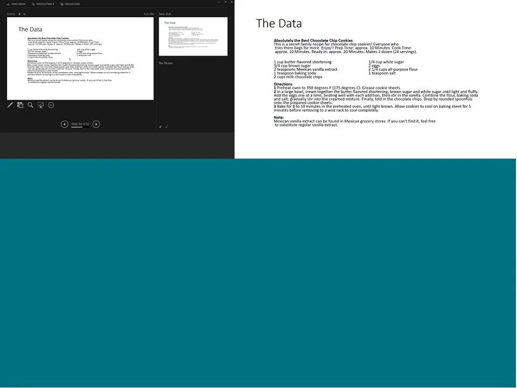So here's my data. Here's my participants. Usually in grounded theory, we go out and we do interviews, often in-depth interviews. But here, this is going to stand in for my interview. So this is my first participant, the absolutely best chocolate chip recipe.